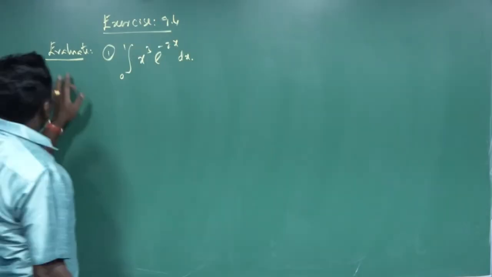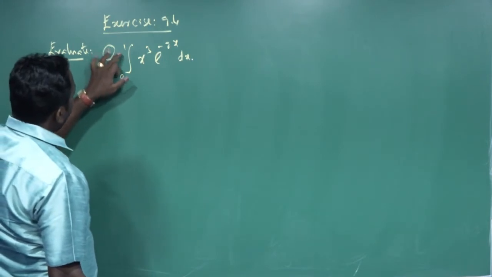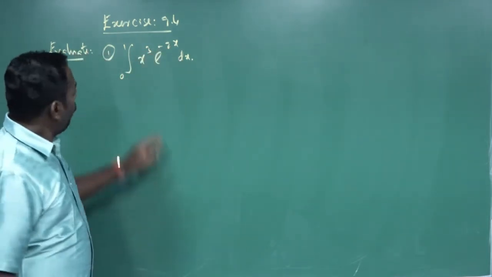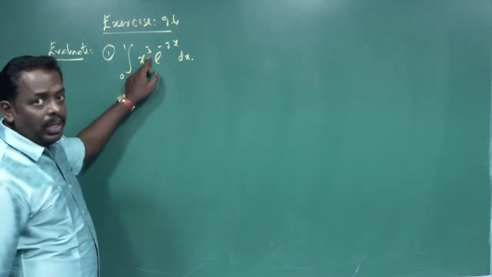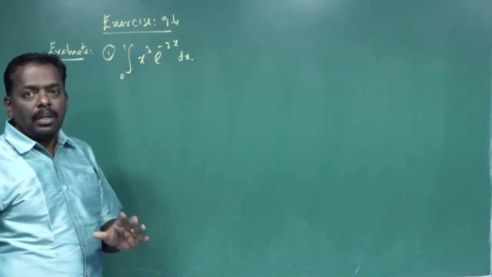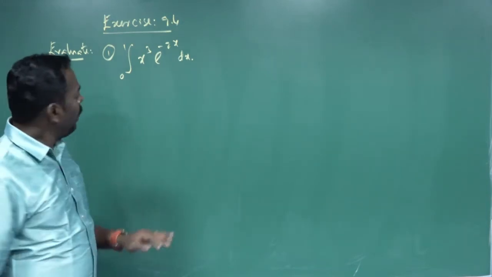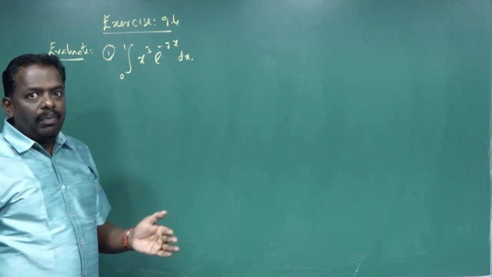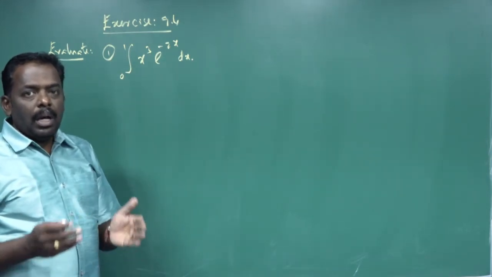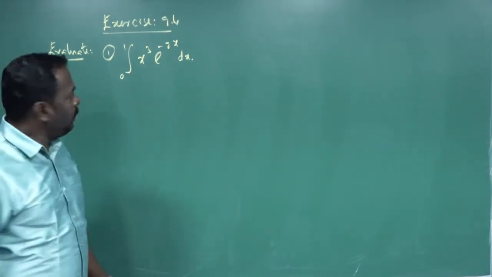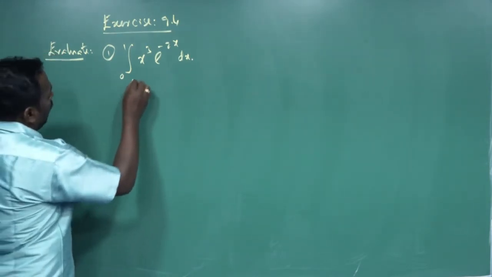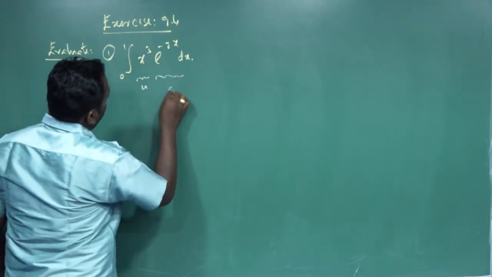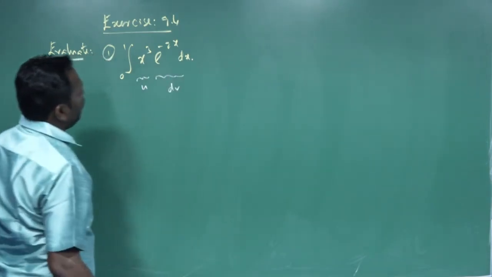Come to the next. Evaluate the first one: integral 0 to 1 x power 3 e power minus 2x dx. So now we know if x power is equal to 1, we apply integration by parts to simplify the given integral. Now the degree of x equals 3. There is no possibility of using integration by parts, so we apply Bernoulli's formula. Therefore, here we consider u is equal to x power 3 and dv is equal to e power minus 2x dx.